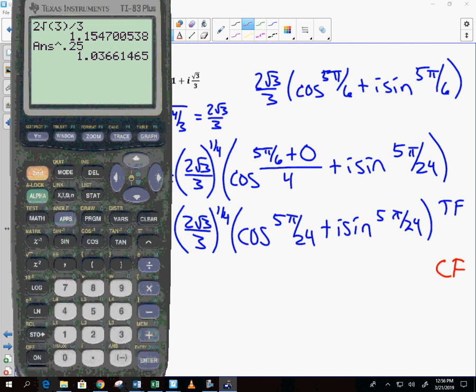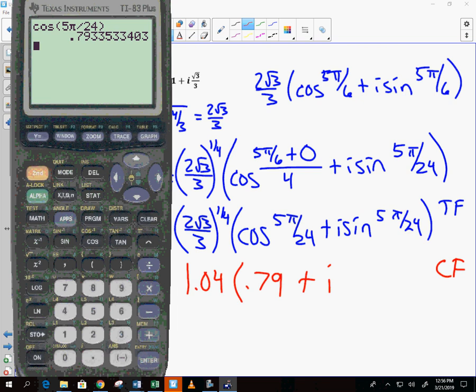Yeah? Okay. So we got 1.04 times, and now I want to check, I'm sitting in radians, take the cosine of 5 pi divided by 24, and what do you get? 0.79. And then the sine of 5 pi divided by 24. And I get 0.61. If you're not getting those values, what might be wrong with your calculator? You forgot to switch from degrees into radians.